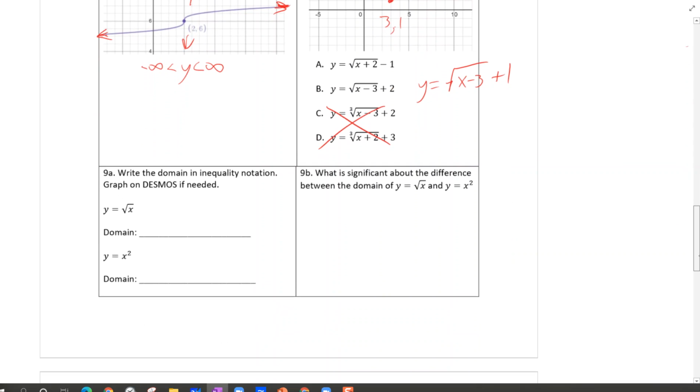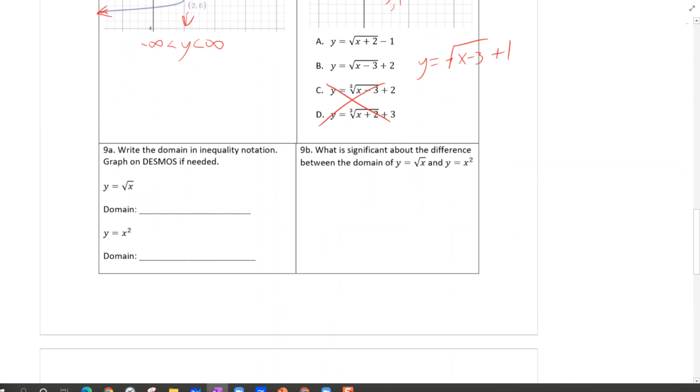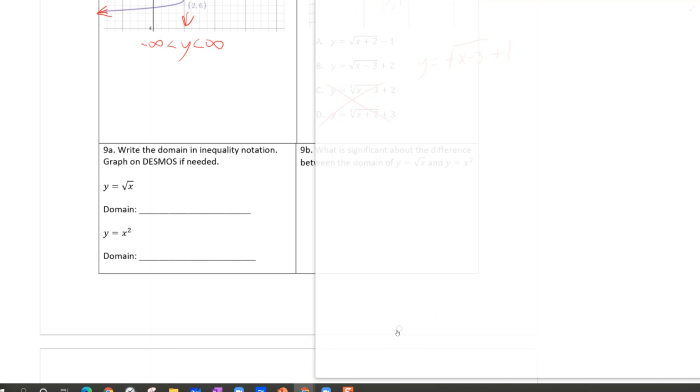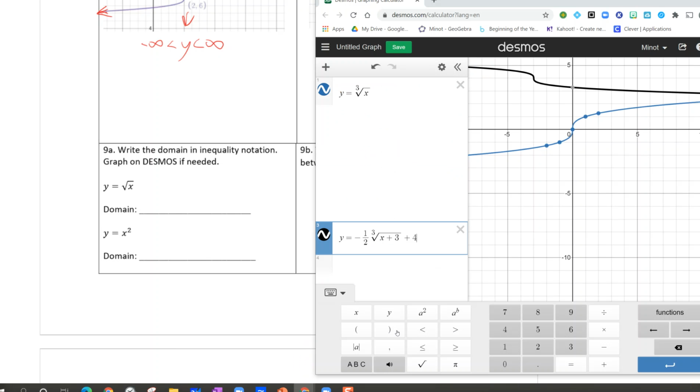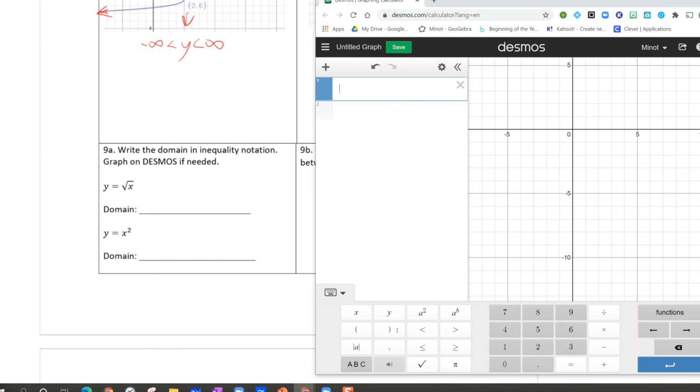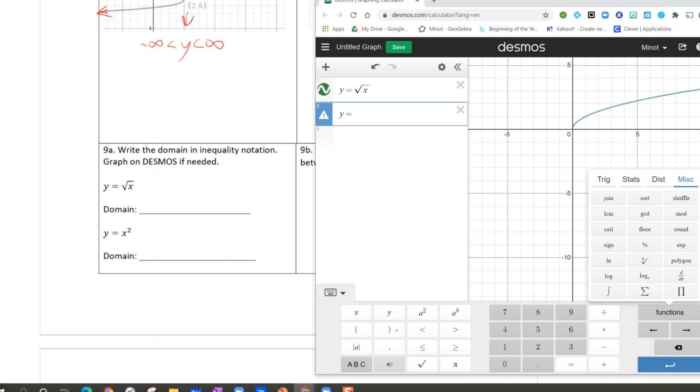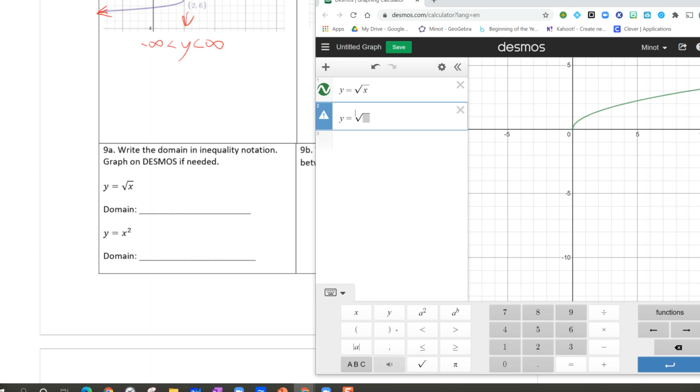I'll go check it. Write in domain and inequality notation, graph on Desmos if needed. Okay. y equals square root of x, and y equals x squared. Oh, but that's not what we're doing anyway. Sorry, I just made an assumption.